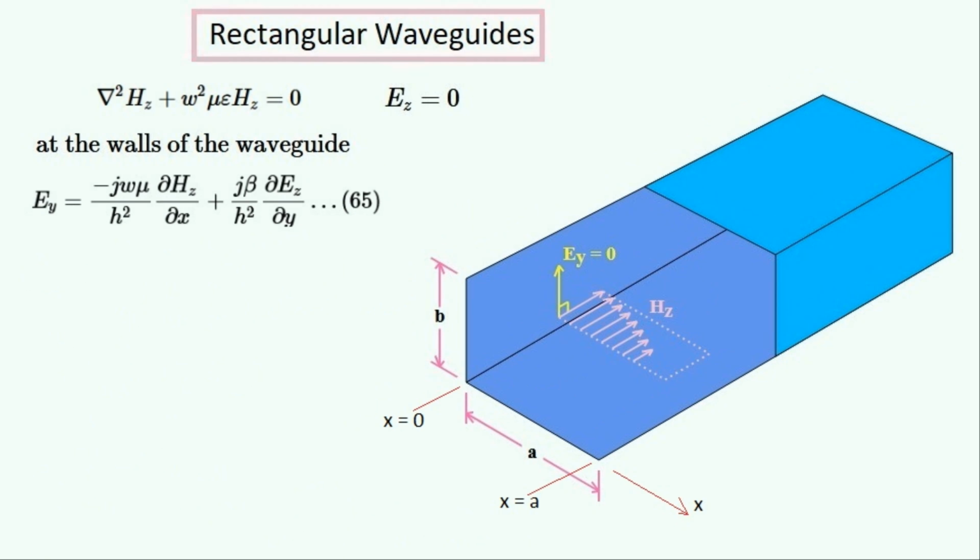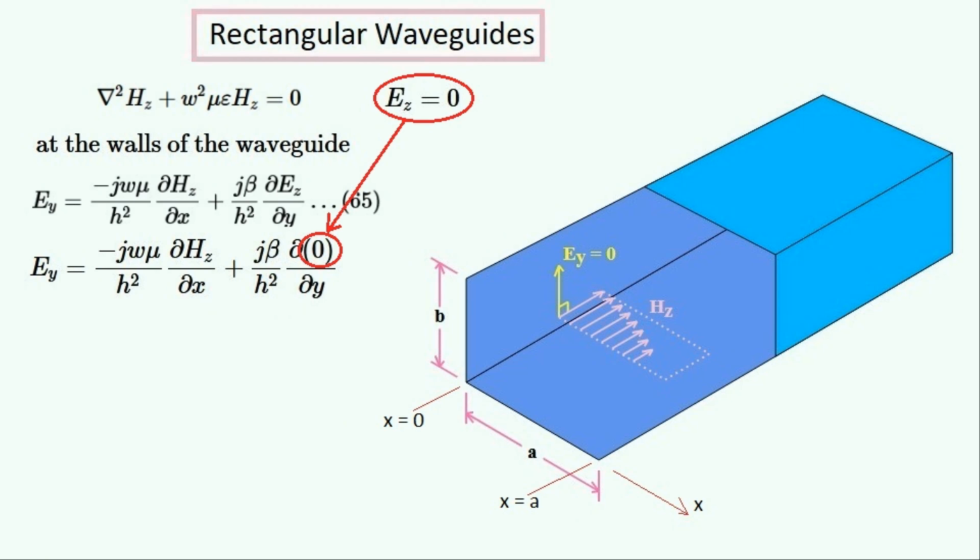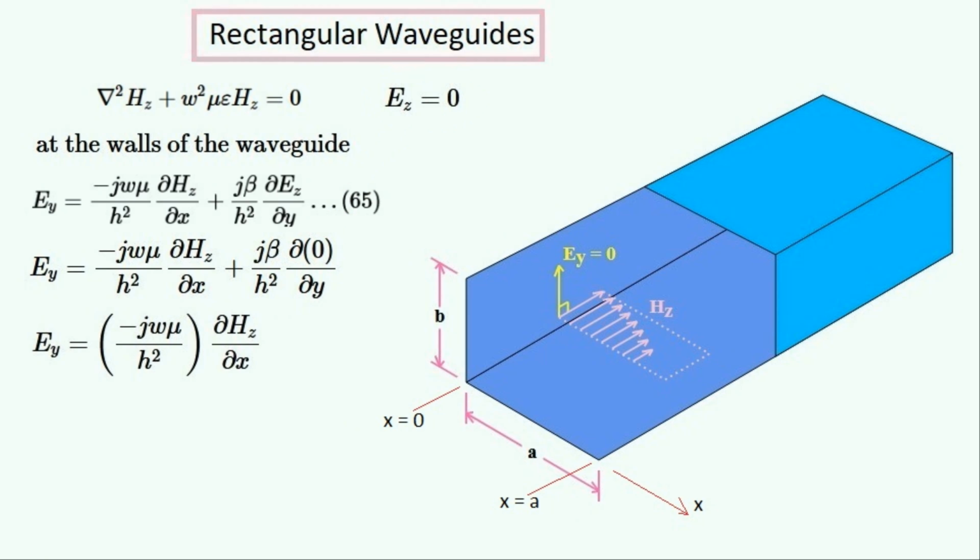Now we have to find the function of HZ as it goes across the waveguide as a function of x. We can use this equation here, which we'll derive later, but need to use now. This calculation is similar to the last one. Since EZ is 0, being TE mode, we can substitute the 0 in here. Then we'll have this equation. So EY is equal to an expression multiplied by this derivative of HZ. And so we can write down that EY is proportional to this derivative of HZ.